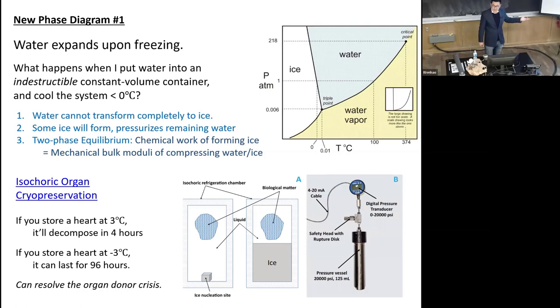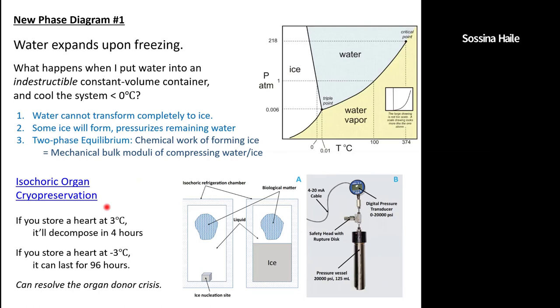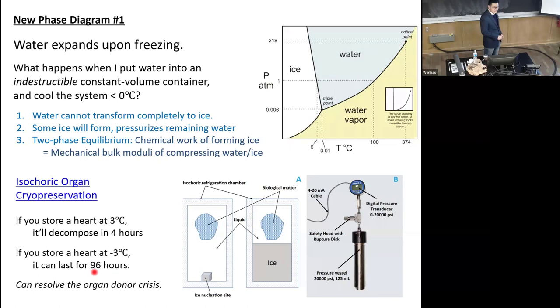So there's this interesting fact about organs: if you store a heart at 3 degrees Celsius, it'll decompose in 4 hours. But if you store a heart at -3 degrees Celsius, it can last for 96 hours, which means that you can transport organs anywhere in the world. It's not a supply problem, it's a transportation problem. If you can do this, you put your heart in a chamber and you make a little ice nucleus, and then it forms a two-phase equilibrium where it keeps the heart in the liquid phase instead of having ice charge that left your system. Okay?